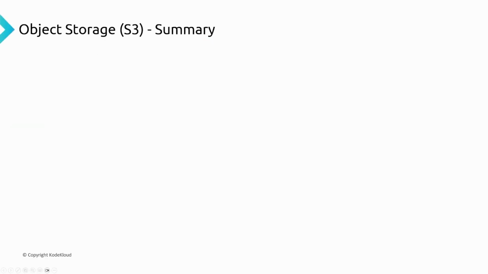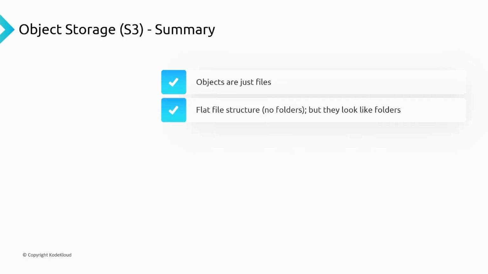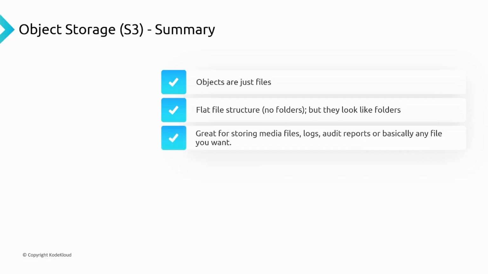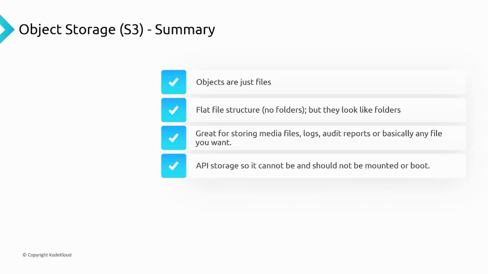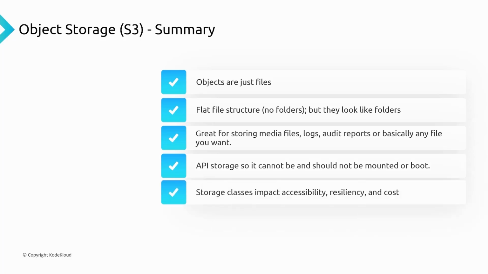So now let's recap object storage, and more specifically AWS's object storage, which is called S3. Within S3, objects are just files. And with S3 and any object storage, it follows a flat file structure. So there are no folders. When we do a demo, you'll see that S3 will actually present something that looks like folders and directories, but keep in mind that's just for presentation purposes. At the end of the day, the files still get stored in a flat file structure. S3 is great for storing media files, logs, audit reports, basically any kind of file that you want. And you'll find that object storage cannot be mounted or booted. There's a variety of different storage classes that can be used to impact accessibility, resiliency, and cost.